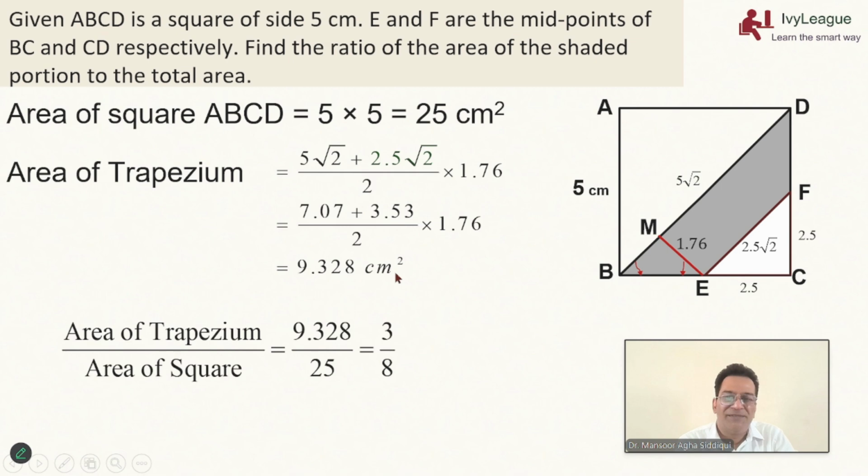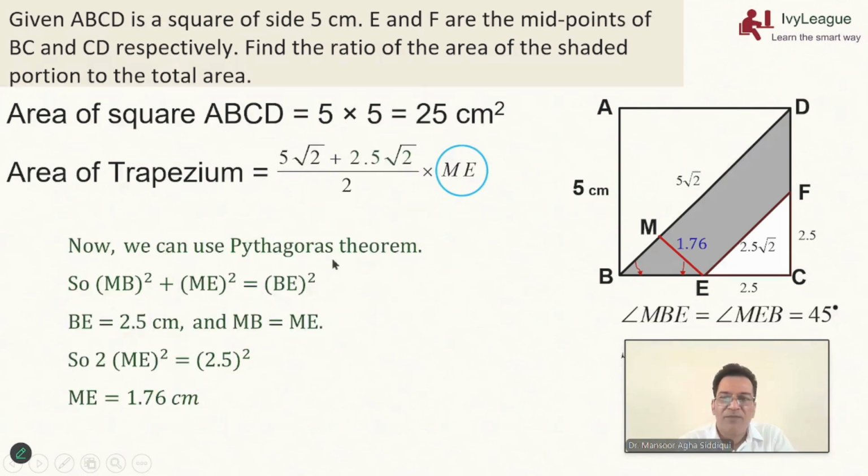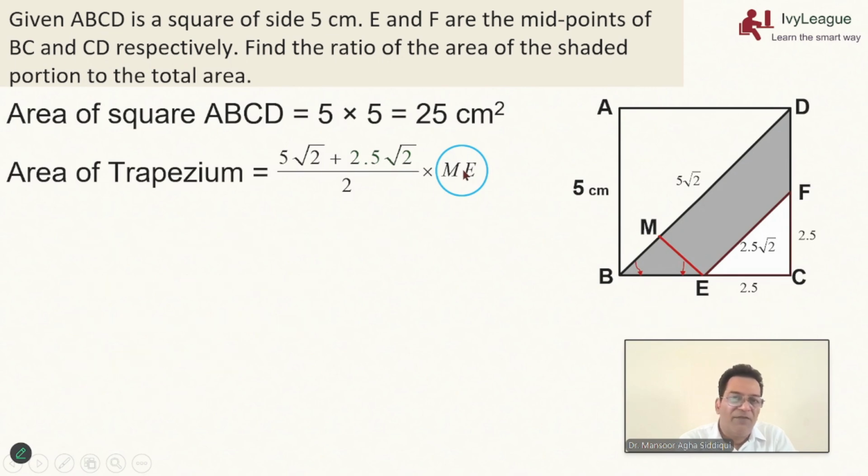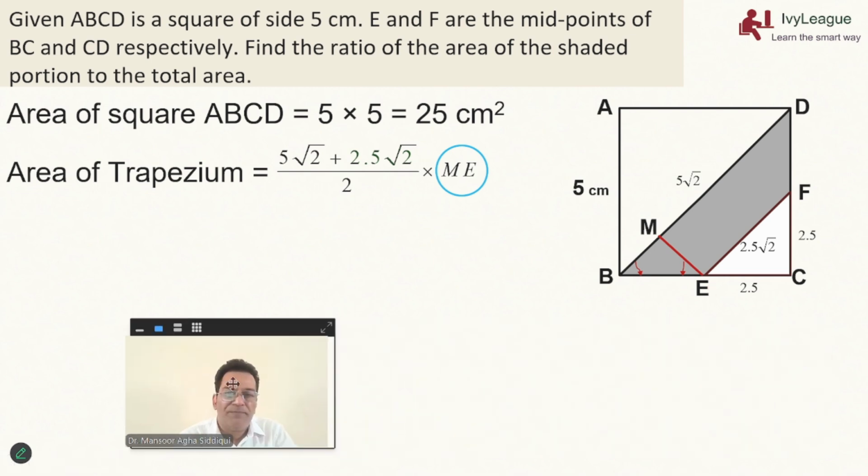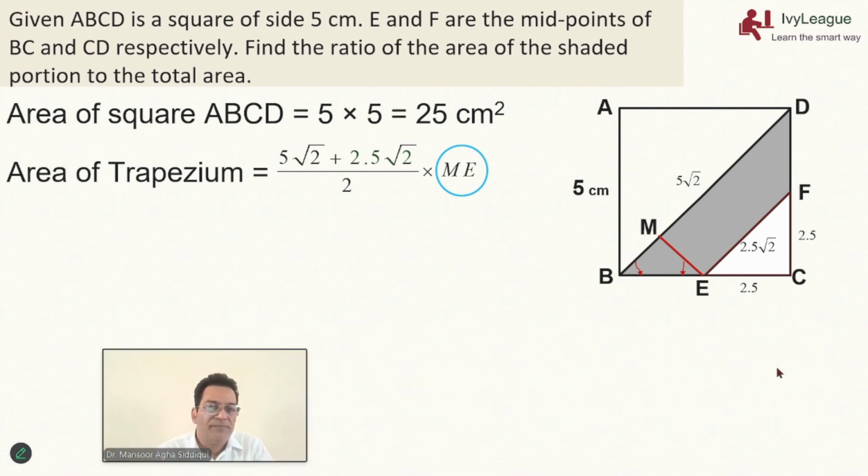Can you repeat once again how you got the ME value? I'm repeating it. When we try to find out ME, then remember that angle MBE and MEB, they are equal. This angle is 90-degree. Yes, sir. BME is 90-degree angle. As a result, the length of BM and ME should be same because they are sides opposite to the equal angles.